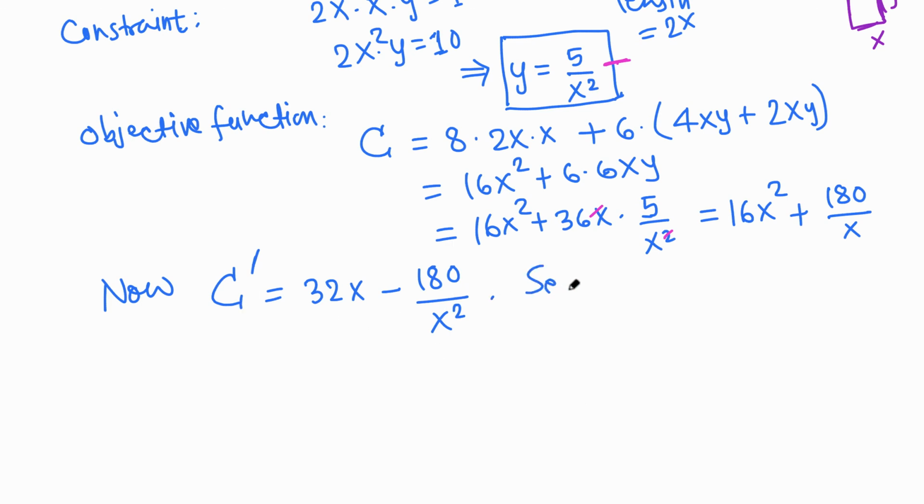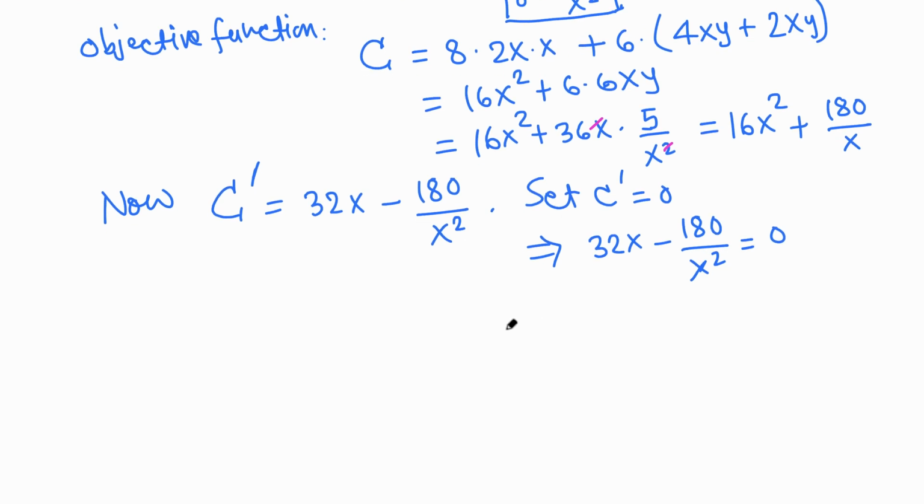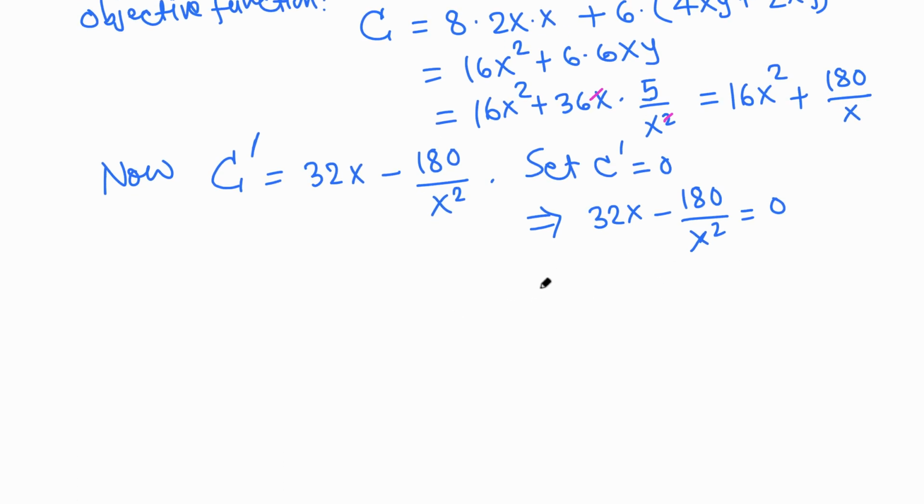Then we set the derivative to 0 to find critical numbers. That is 32x minus 180 over x squared equals 0. We have only two terms and 0. Move this fraction to the other side. So I'm going to write here 32x equals 180 over x squared. Okay, this is over 1, by the way.